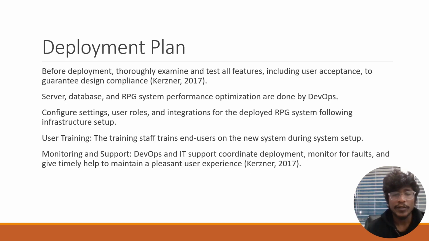And this is the deployment plan. Before deployment, thoroughly examine and test all features, including user acceptance, to guarantee design compliance. And server, database, and RPG system performance optimization are done by DevOps. And configure settings, user roles, and integration for the deployed RPG system following infrastructure setup.